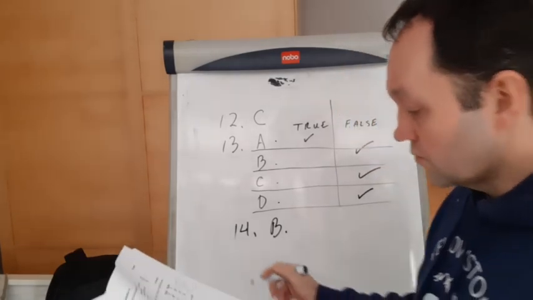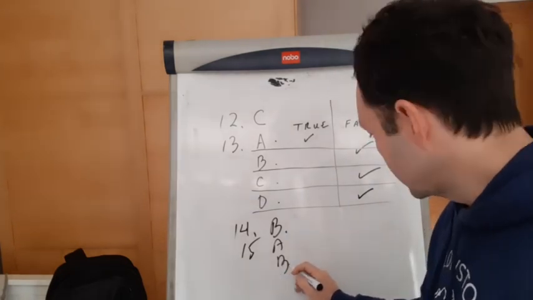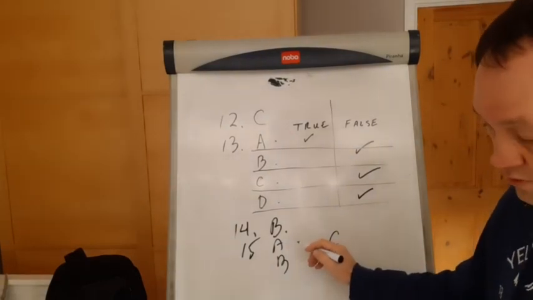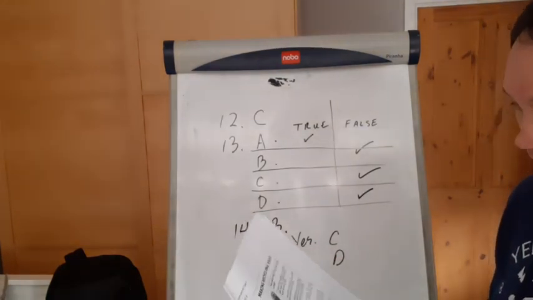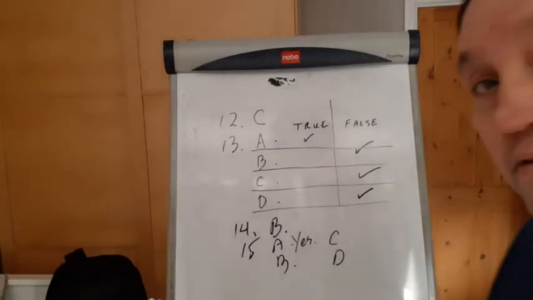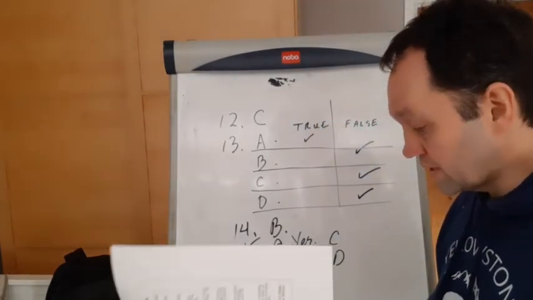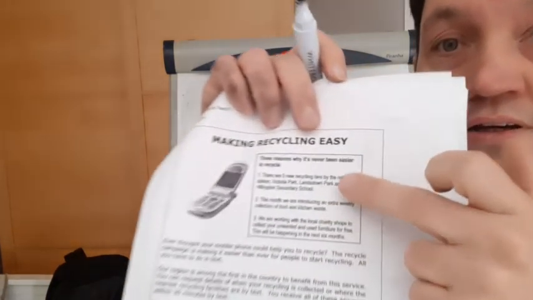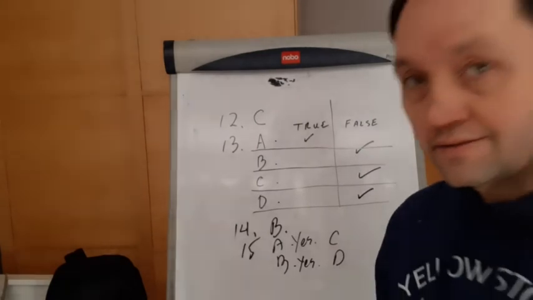Question 15. What else is the recycling doing? We have A, B, C, and D. So the first one, A, organizing projects with local organizations. Yes. What is a local organization? Well, here it says we are working with local charity shops. Okay. A charity shop is a local organization. B, providing new locations to take your waste. Again, yes. Why? You have to look here. It talks about the new locations in the area. Can you see that? Okay.